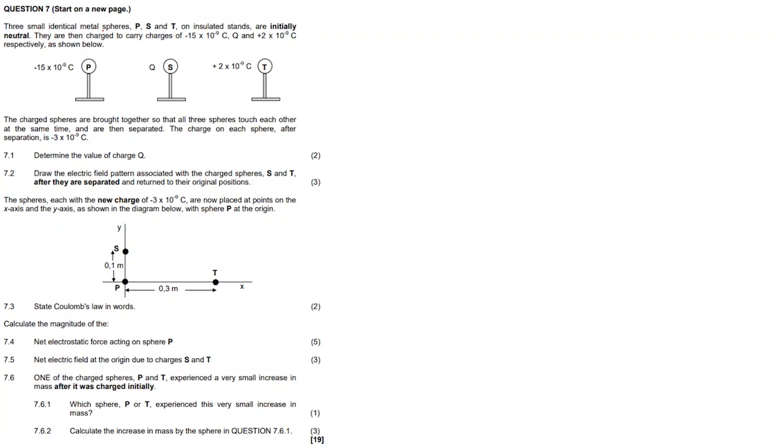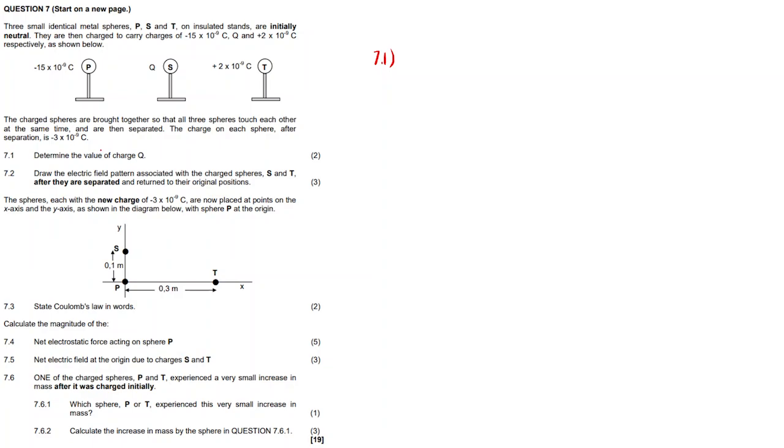Three small identical metal spheres, P, S and T, on insulated stands are initially neutral. They are then charged to carry these charges: negative 15 times 10 to the power negative 9 coulombs, Q, which is unknown, and 2 times 10 to the power negative 9 coulombs respectively, as shown in the diagram below. The charged spheres are brought together so that all three touch each other at the same time and are then separated. The charge on each sphere after the separation is negative 3 times 10 to the power negative 9 coulombs. Question 7.1. Calculate the value of charge Q.